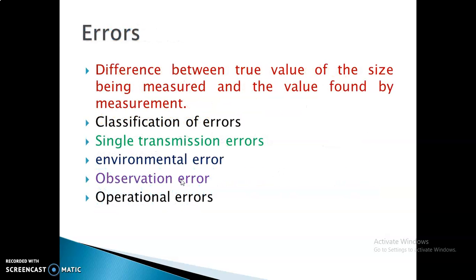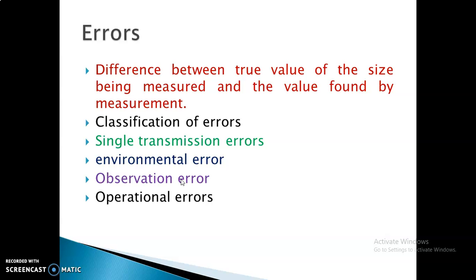The next one is called error. While we are talking about error, there are different types of errors. What is the meaning of error? Error is nothing but the difference between the true value of the quantity being measured and the value found by the measurement. So how can you calculate the error? You know from the standard you can calculate the value, and you are measuring the value. So you have two values: one is your measured value, the other is your true value. By taking the difference between those two, you can calculate the value of error.